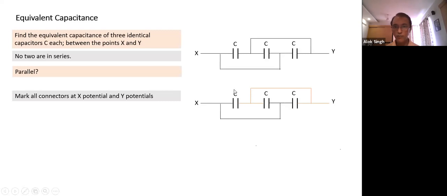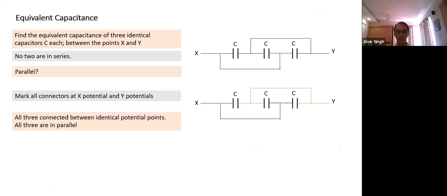So across which two potential points is it connected? Vx and Vy. Which two potential points is this capacitor connected to? Vx and Vy. Which two potential points is this one connected to? Vx and Vy. These three are connected in parallel. They will always have equal potential across them, equal to Vx minus Vy. All three are in parallel. So mark all connectors at X potential and Y potential. All three are connected to identical potential points. Hence, all three are in parallel. If all three are in parallel, C and C and C in parallel is C plus C plus C. Answer is 3C.